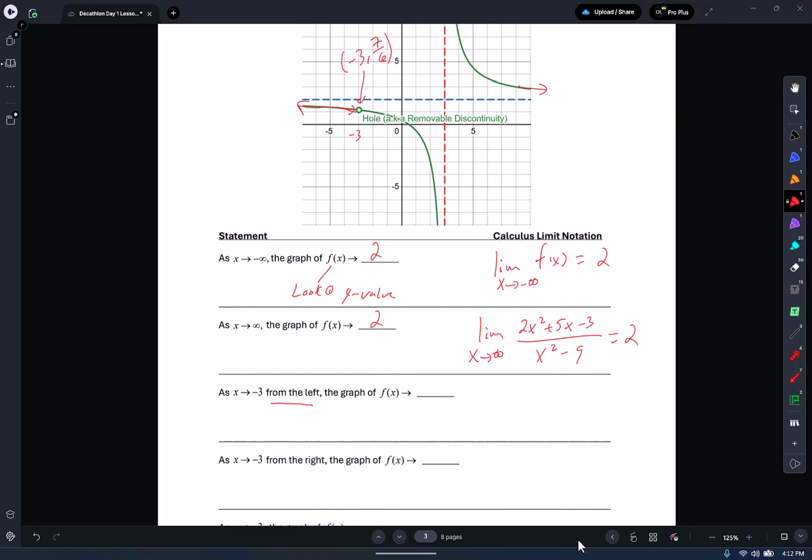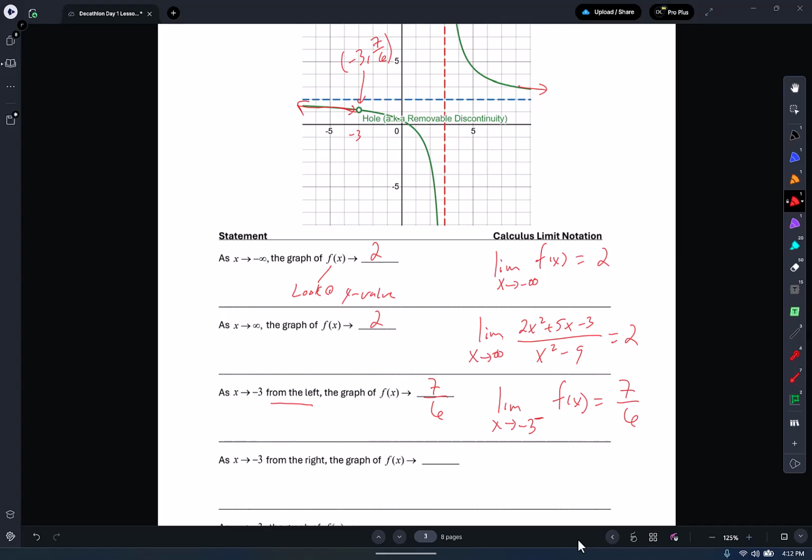So the limit as x approaches negative 3 from the left of the graph of f of x is 7/6. So here's how I write it. Limit as x approaches negative 3, and I'm approaching from the left, so put a little minus sign in the upper right-hand corner of this function, f of x, equals 7/6. Are we okay with that?